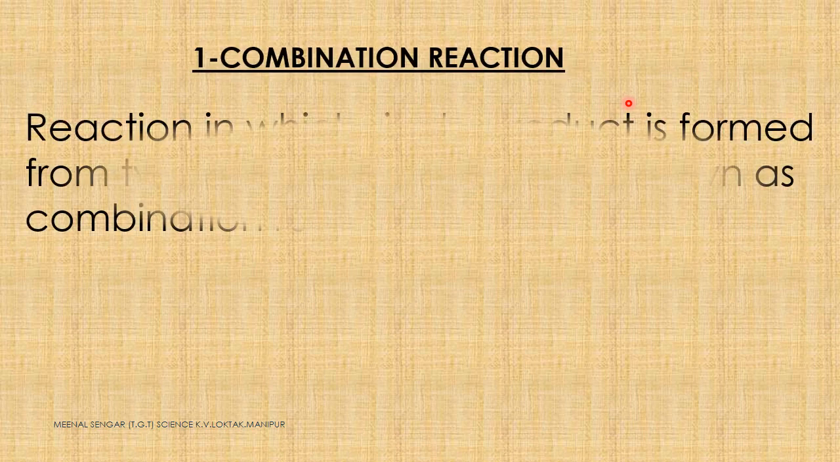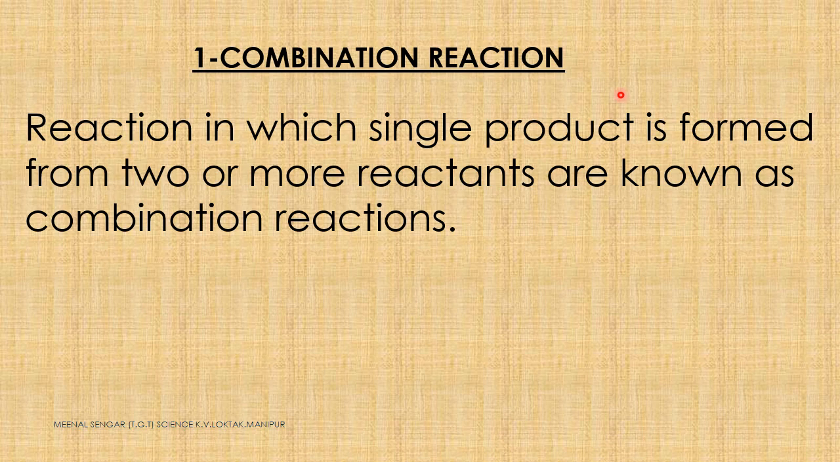Let us study the definition. A reaction in which a single product is formed. The keyword here is single product. You can easily recognize a combination reaction when only a single product is formed from two or more reactants. That means when there are two elements, one element and one compound, or two compounds, only then is a single product formed, and the reaction is known as a combination reaction.